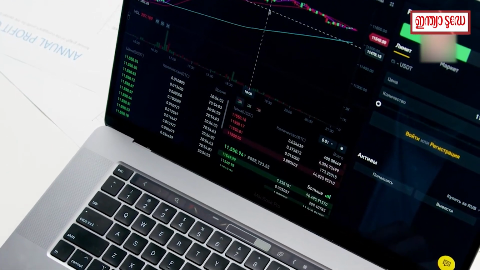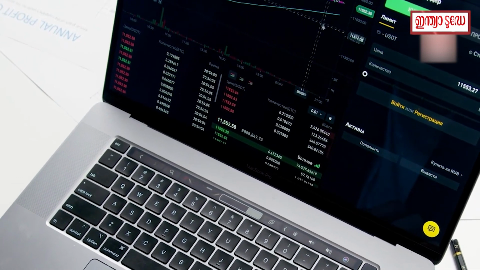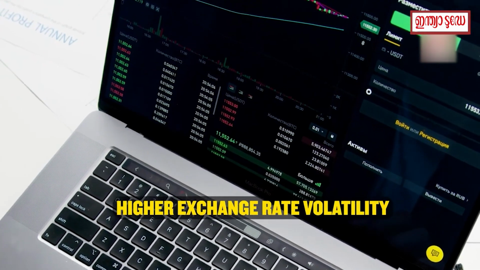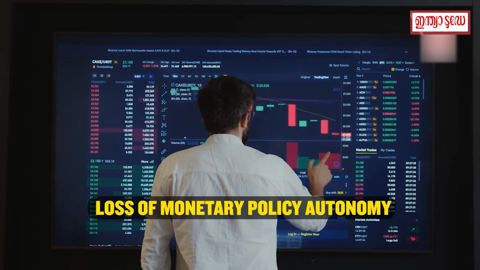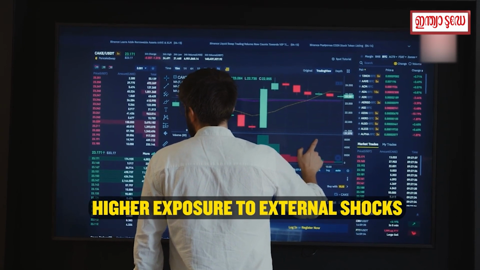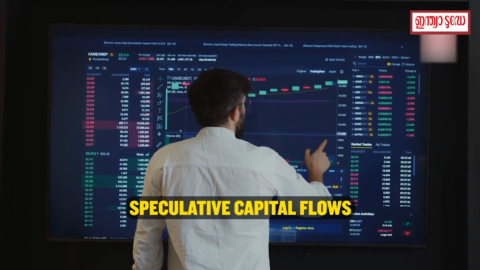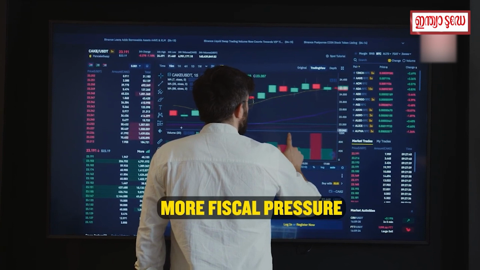thereby reducing the risks associated with holding just a single currency. However, there are disadvantages of internationalizing the rupee as well, as this could lead to higher exchange rate volatility, loss of monetary policy autonomy, higher exposure to external shocks, higher financial sector risks, more speculative capital flows, and more fiscal pressure as well.